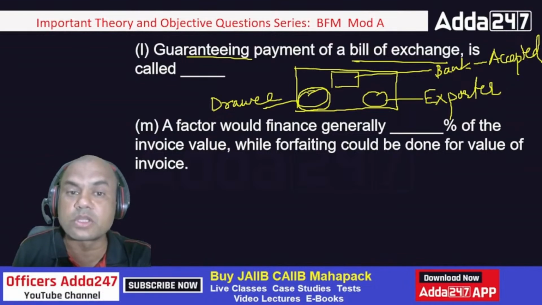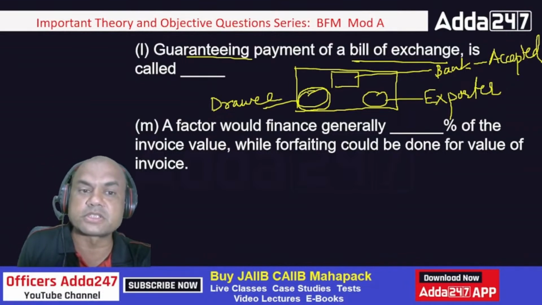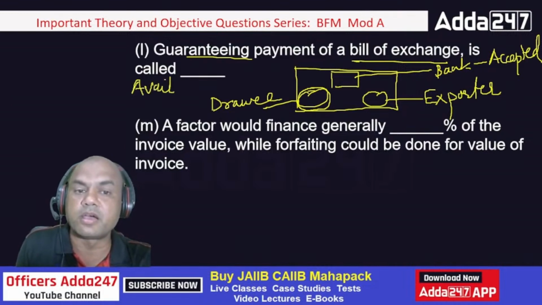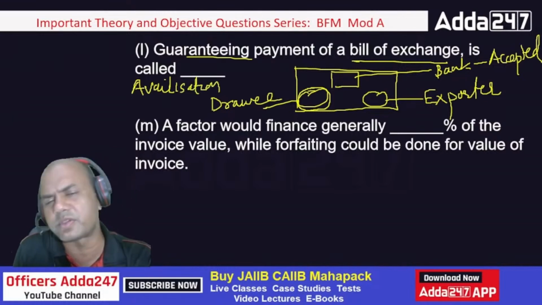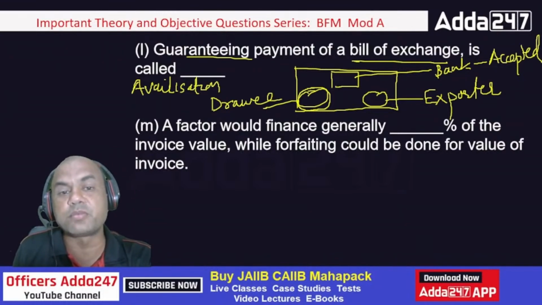Now, what is this process known as? This process is known as availization. Avail, A-V-A-I-L. It's called as availization. Okay, or avail we call it. So guaranteeing payment of bill of exchange is known as availization.